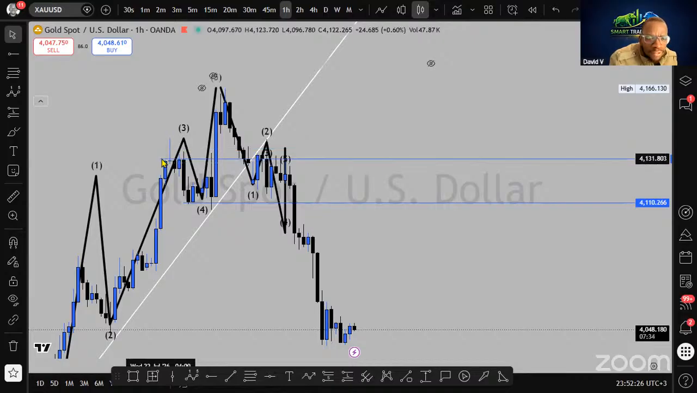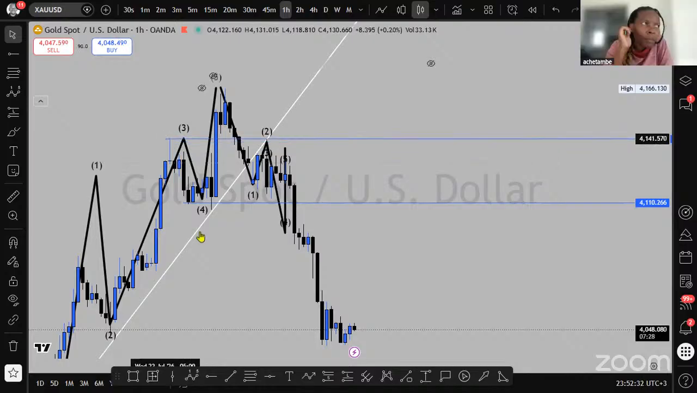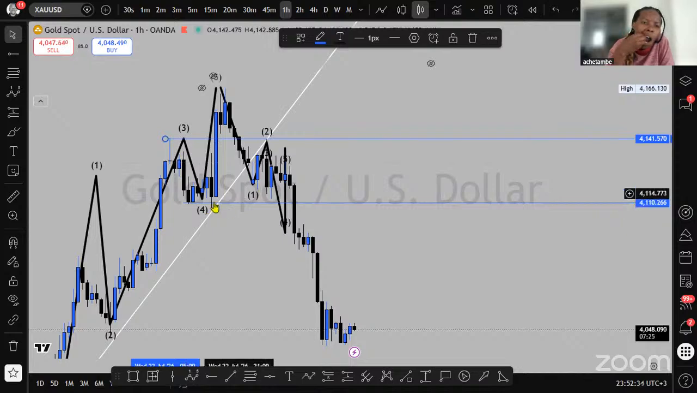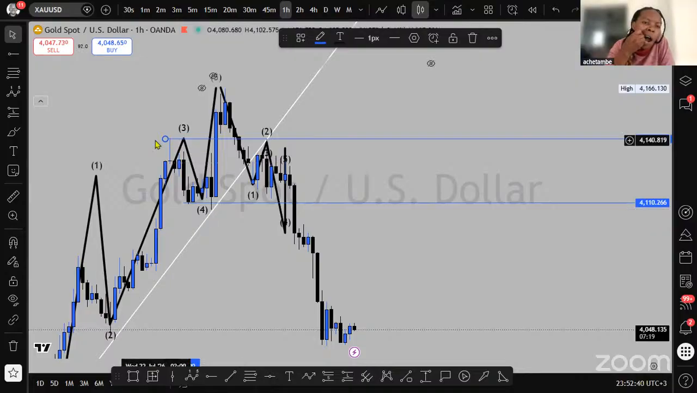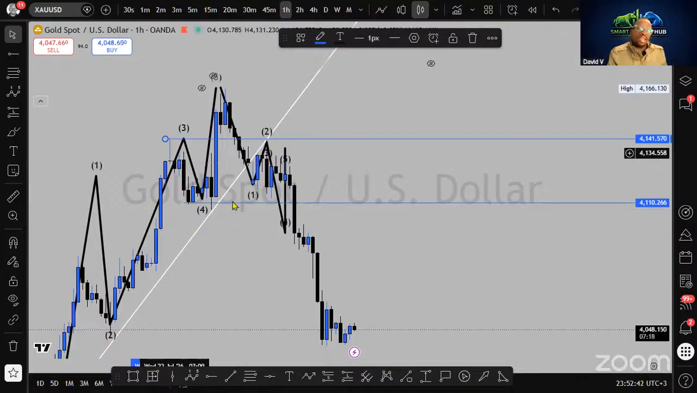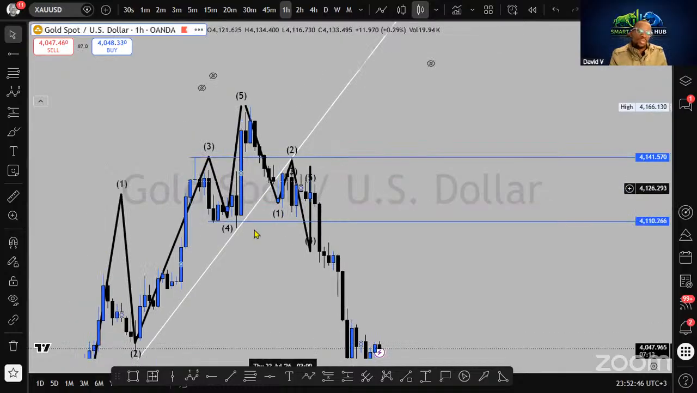But because I've done it using the wicks, that's why you can see me doing it at the wicks. You see, I did draw my trend line at the wicks. That's why I'm focusing on the wicks. I want you to be keen on that, because if you're focusing on the bodies, then even your trend line, draw it on the body.